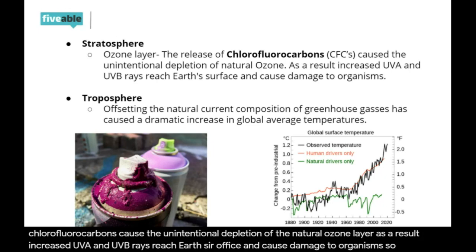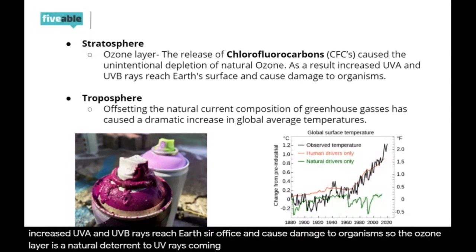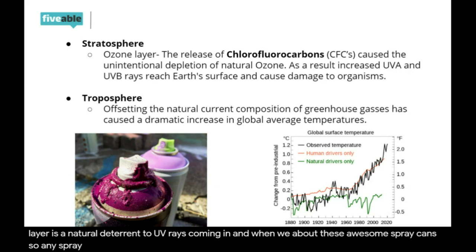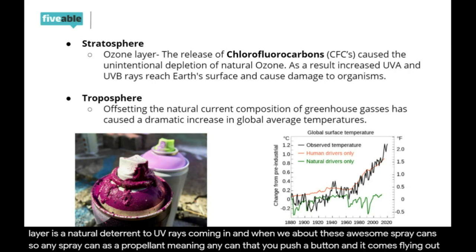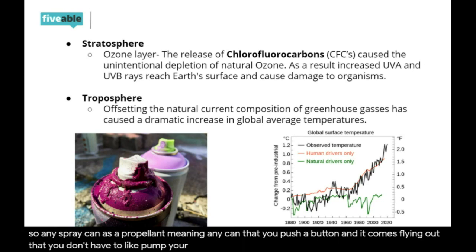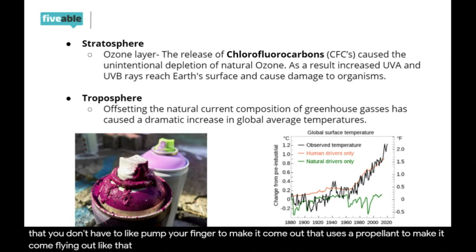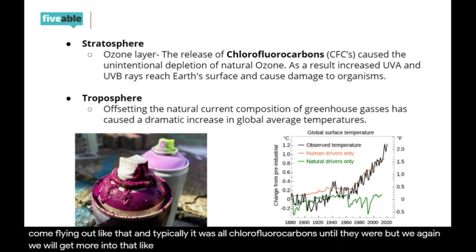So the ozone layer is a natural deterrent to UV rays coming in. And when we built these awesome spray cans, so any spray can that has a propellant, meaning any can that you push a button and it comes flying out, that you don't have to pump your finger to make it come out, that uses the propellant to make it come flying out like that. And typically it was all chlorofluorocarbons until they were internationally banned. But we will get more into that in Unit 9.